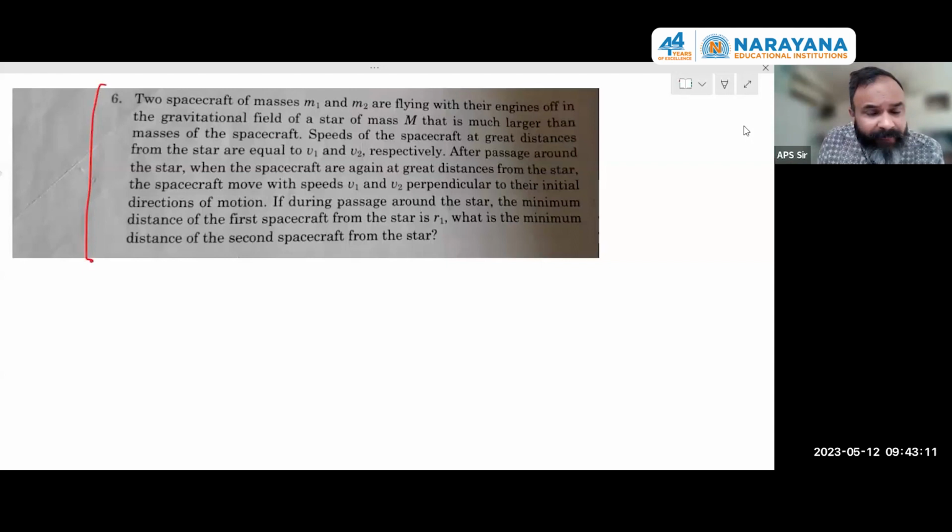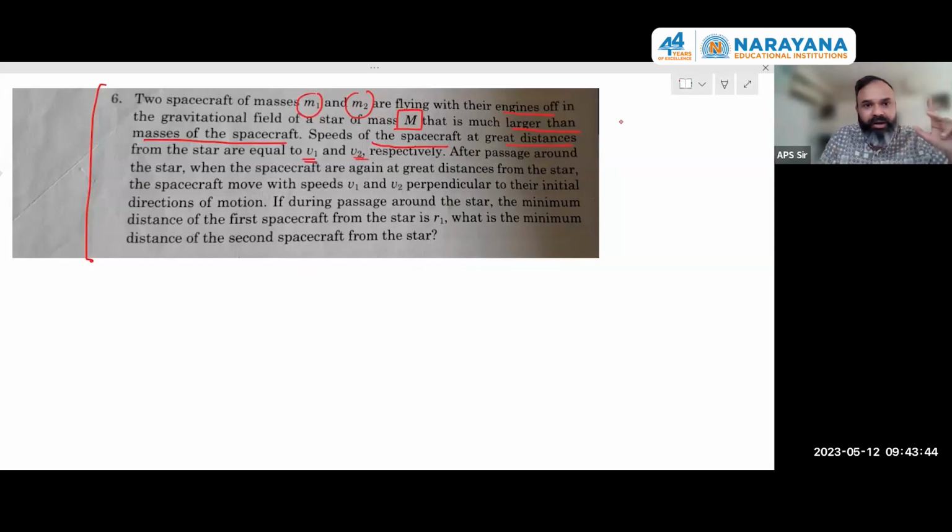Now he says there are two particles, spacecrafts, masses M1, M2. They're flying with their engines off. So they are particles for me. And they're in the gravitational field of this planet. And their distance is large compared to the size of the spacecraft. That's fine. So they are at infinite distance like a cloud. Now speeds of the spacecraft at great distances are equal to V1 and V2 respectively.